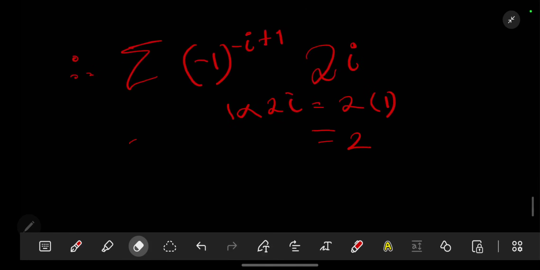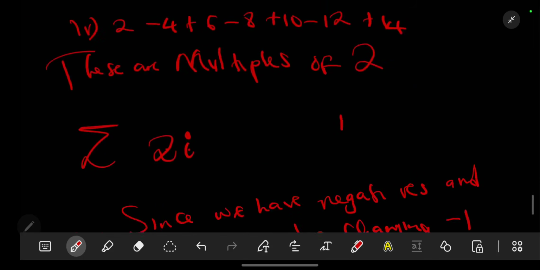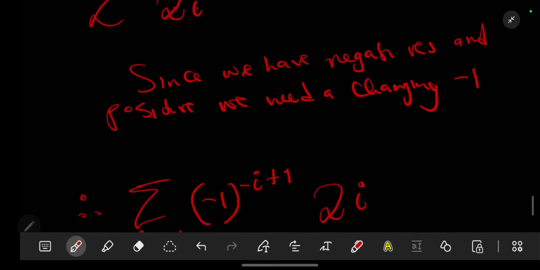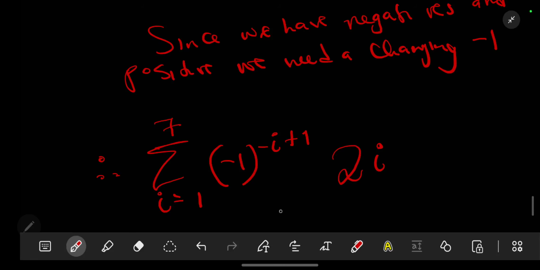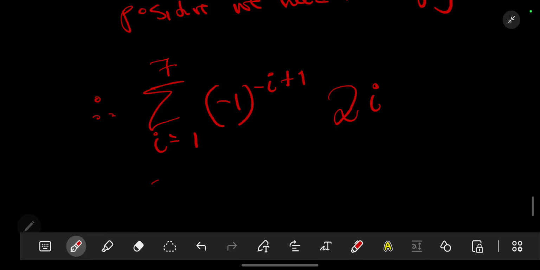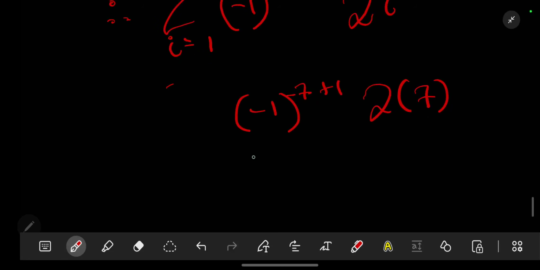So if the -1 is changing like that, then we are going to have from i equal to 1 to, how many terms do we have? We have 1, 2, 3, 4, 5, 6, 7. So until 7. You can verify all of them. They are going to give you the same answer. Even at 7, you will find that -1 to the power of 7 plus 1, times 2, where there is i, you put 7.